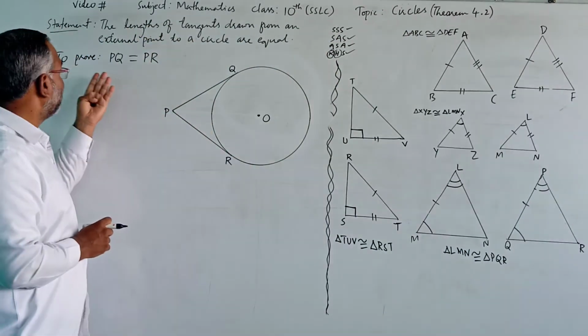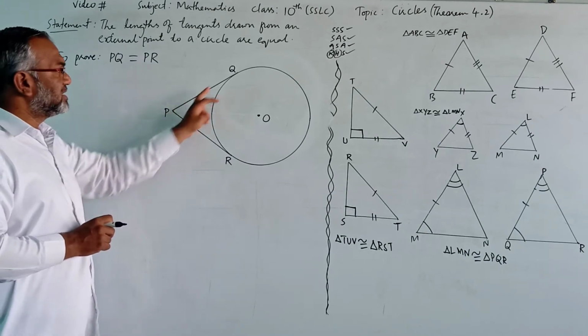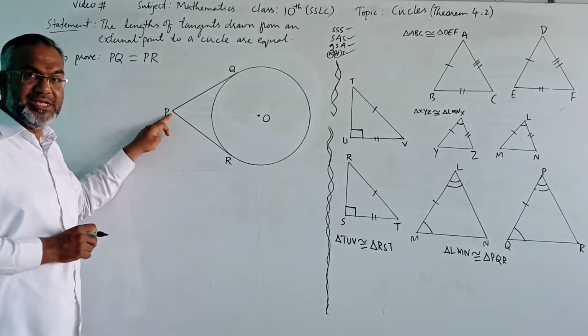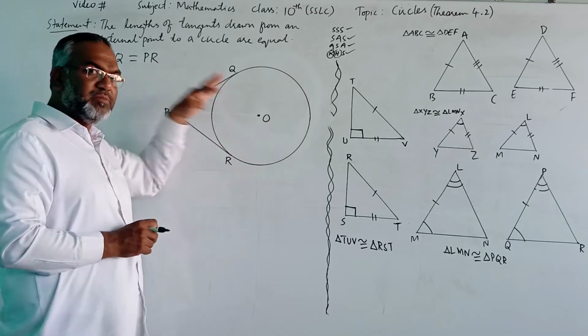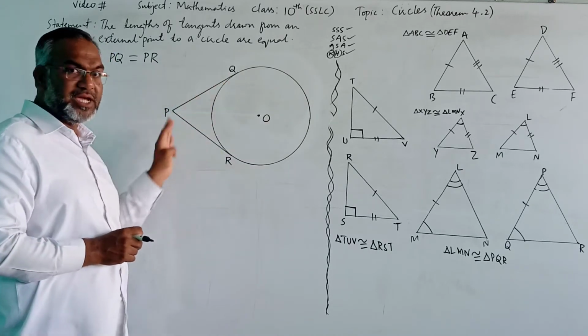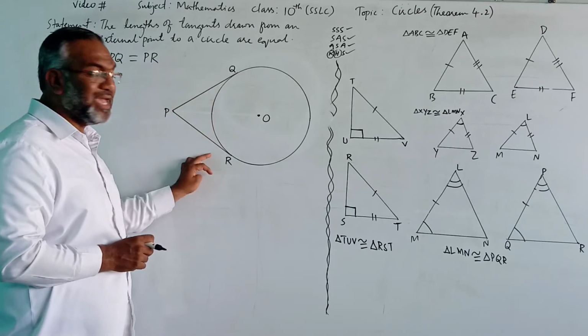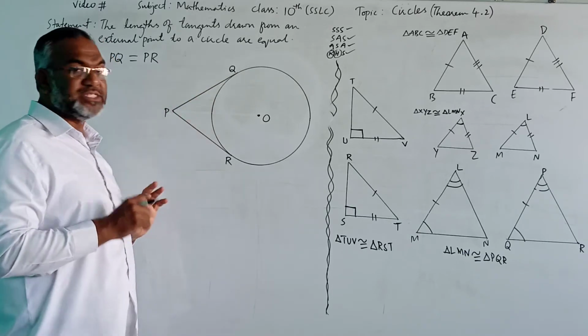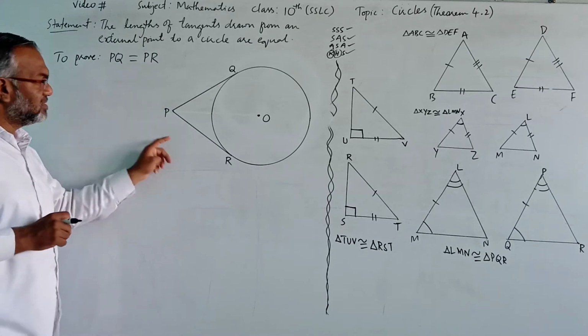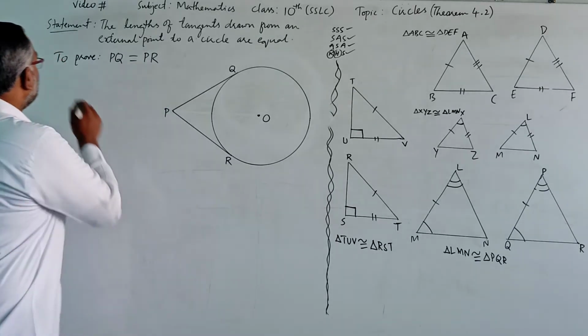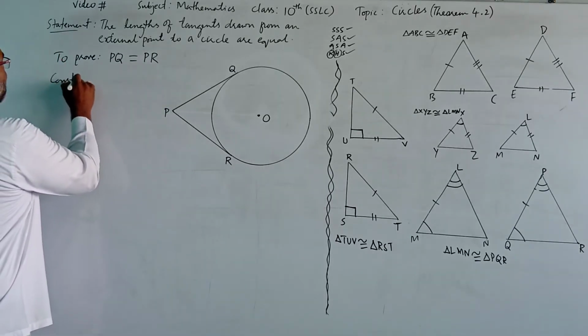Now we have to prove, already I have written, that the tangents drawn from an external point, P is the external point, which is outside. External means outside, P is outside the circle. So from an external point P, two tangents are drawn, PQ and PR. We have to prove that these two tangents are equal in length. For that we'll do construction.